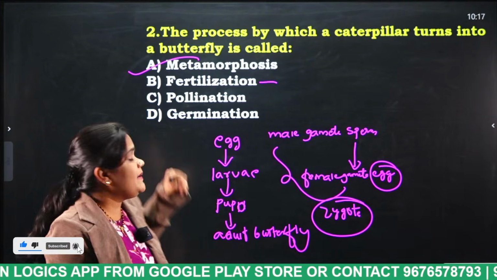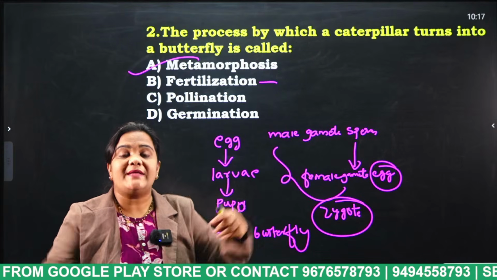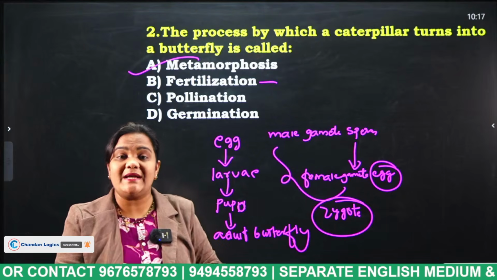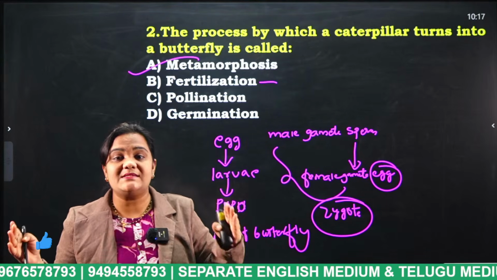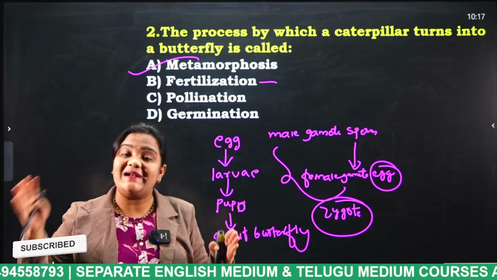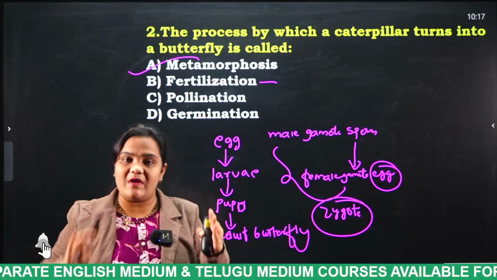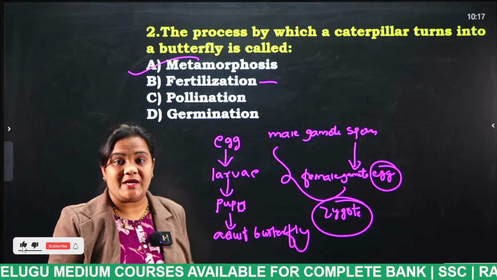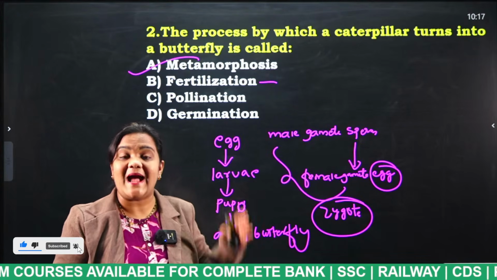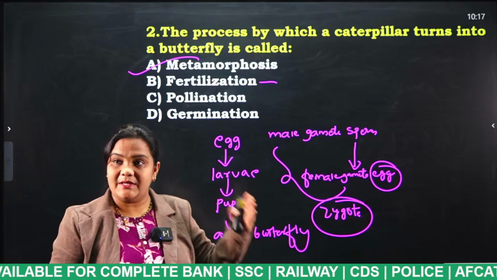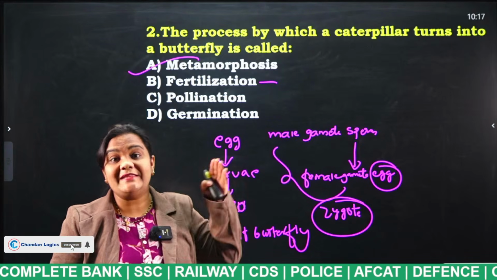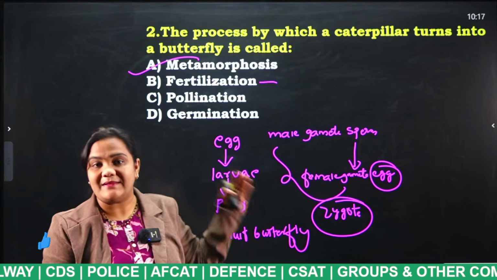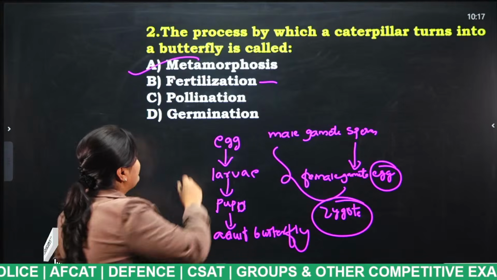Okay. And what do you mean by pollination? Pollination is the transfer of pollen grains from anther to stigma. There will be a male flower and a female flower. The anther is the male reproductive organ of a flower and the stigma is the female reproductive organ of a flower. The transfer of pollen grains from anther to stigma, we call it pollination. There are different types of pollination like hydrophily, entomophily, and finally thigmophily.